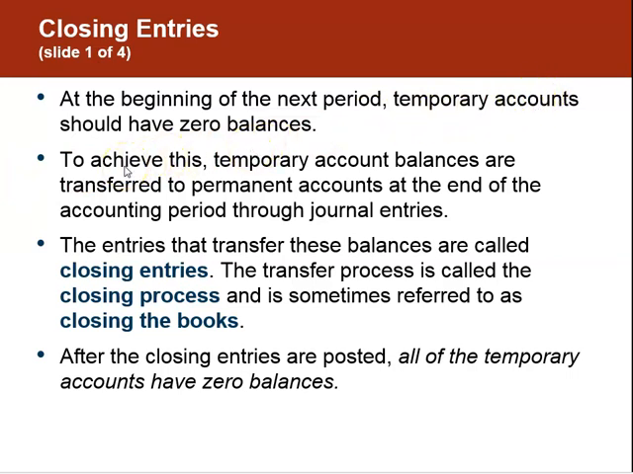It says to achieve this, temporary account balances are transferred to permanent accounts at the end of the accounting period through journal entries. Okay, now hold that thought and let's continue. It says the entries that transfer these balances are called closing entries. And the transfer process is called the closing process, sometimes referred to as closing the books. After the closing entries have been posted, all of the temporary accounts have zero balances. Okay.